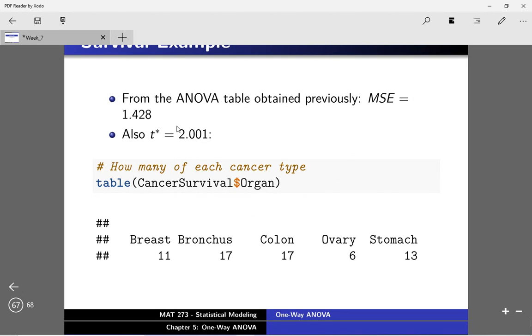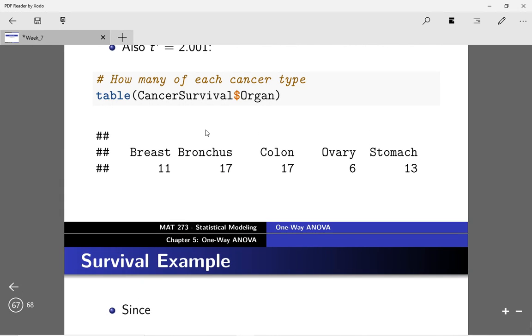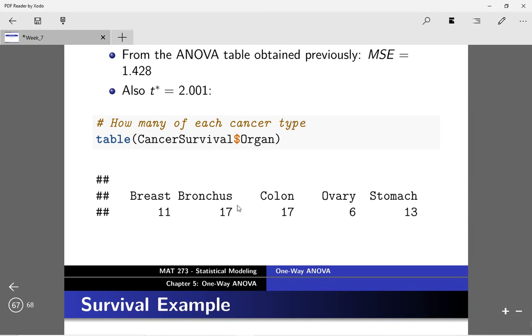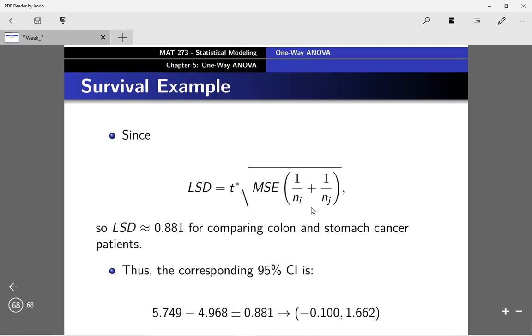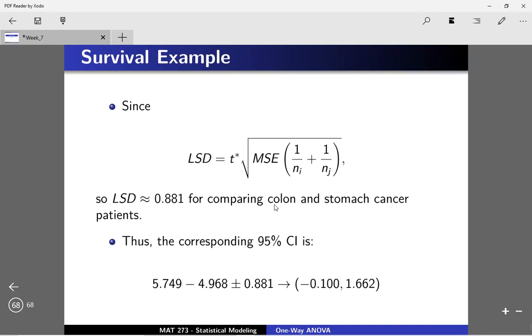From the ANOVA table before, we're not going to scroll all the way back, but the MSE was 1.428. Our t-star, which you can calculate in R using the qt function, is 2.001. Using these values, along with the sample means and the number of observations in each group, 17 observations for colon cancer and 13 for stomach cancer, we use those for our n_i and n_j. Putting those all together with the t-star and the MSE, we can calculate that the LSD is about 0.881.